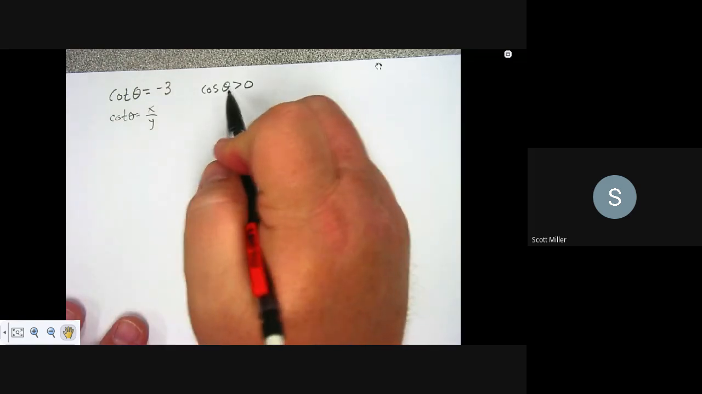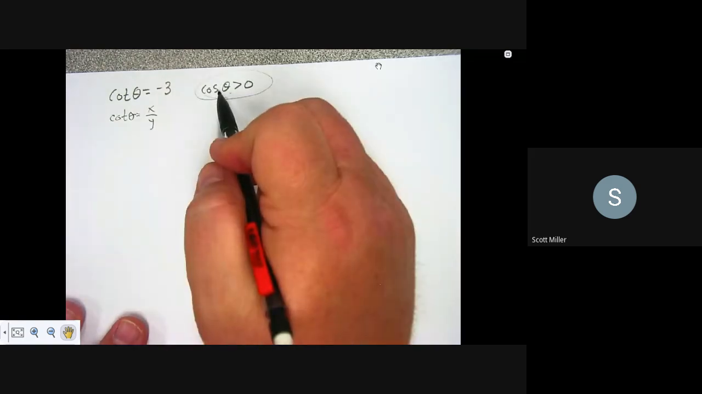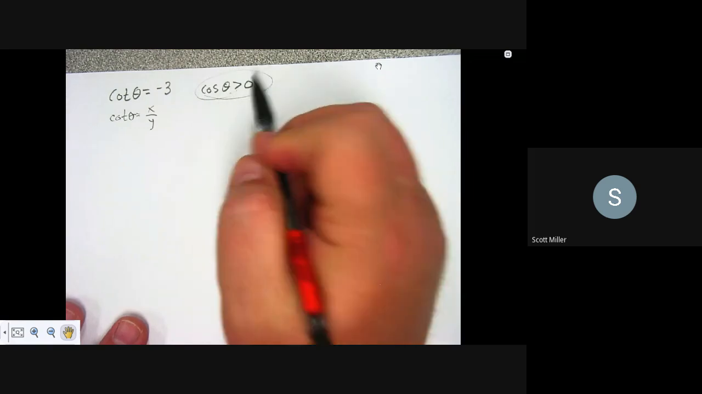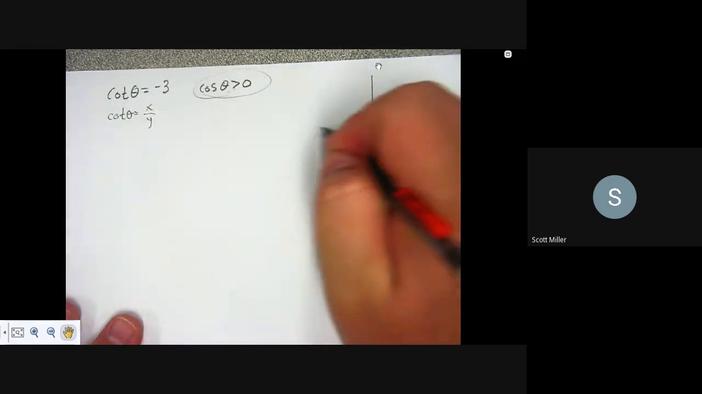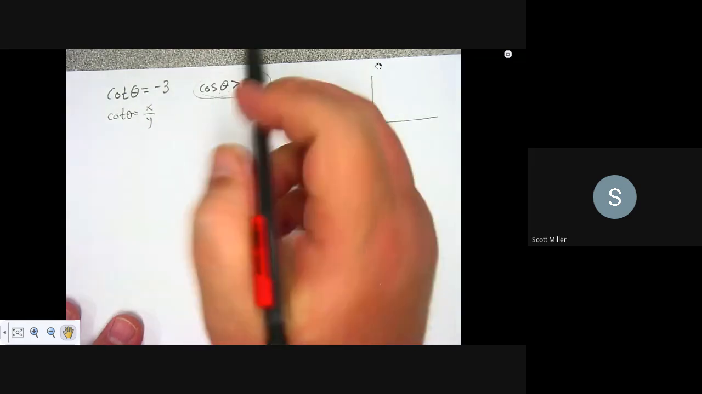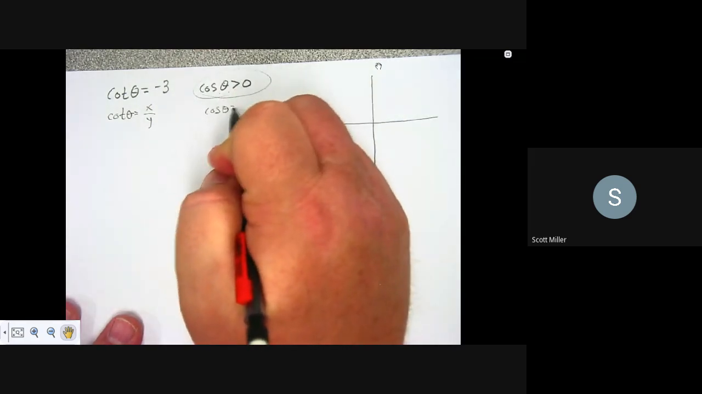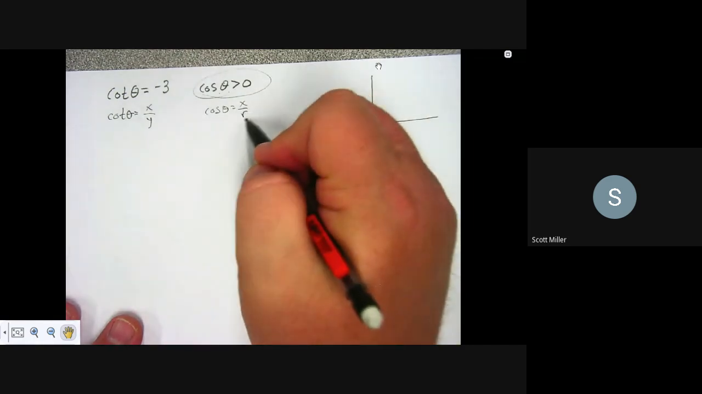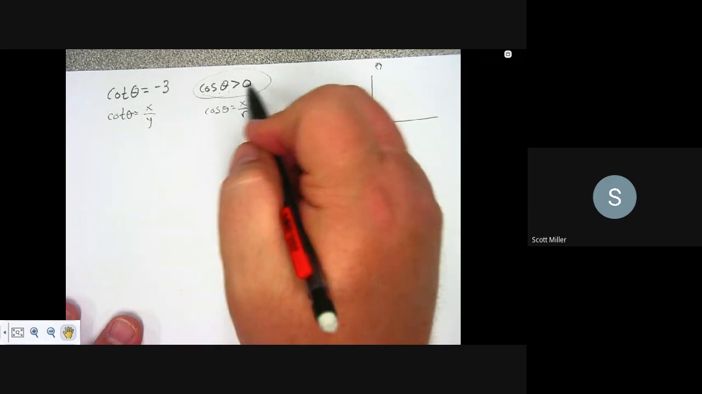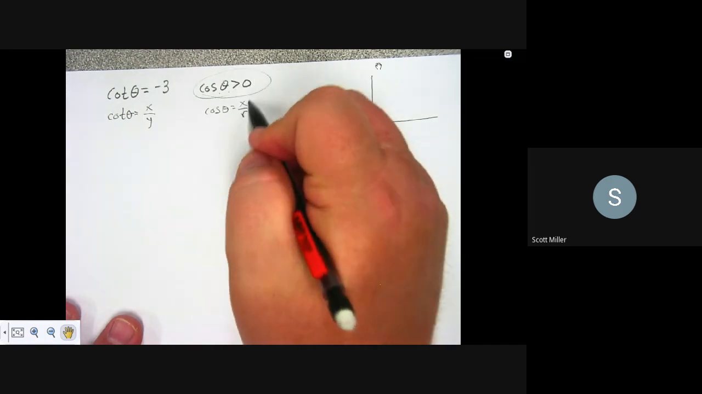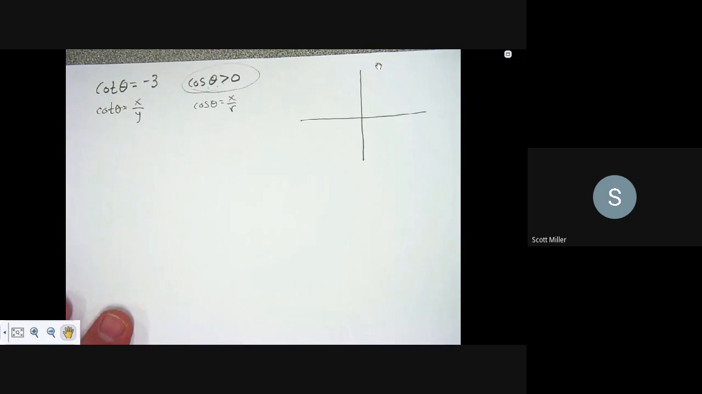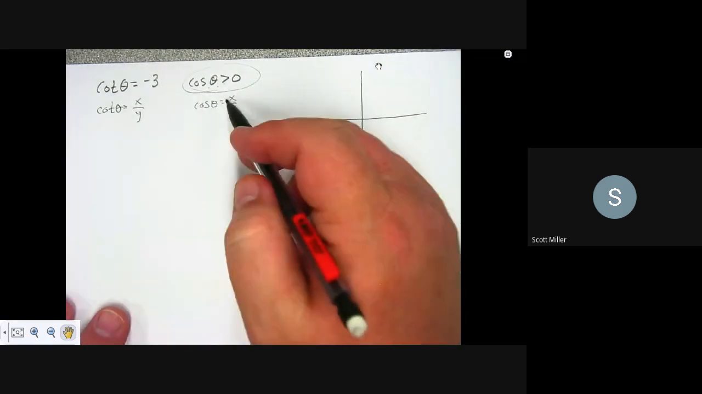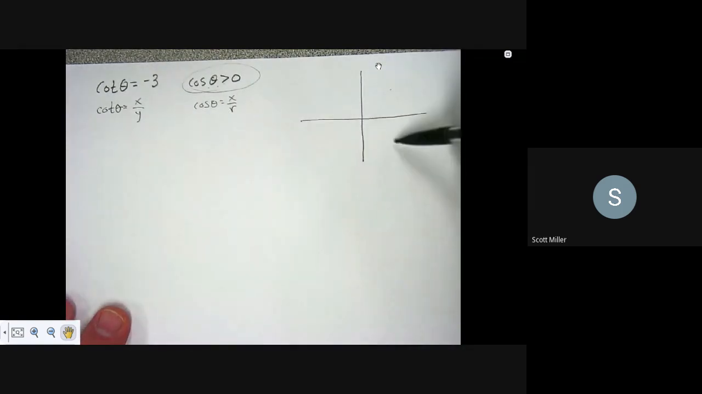We're going to start here though. It says the cosine of the angle is greater than 0. In our coordinate system, the cosine is x over r. The r we know is always positive, so for the cosine to be greater than 0, x has to be greater than 0. The only two locations where x is greater than 0 are quadrant 1 or quadrant 4. So the angle has to be in quadrant 1 or quadrant 4.